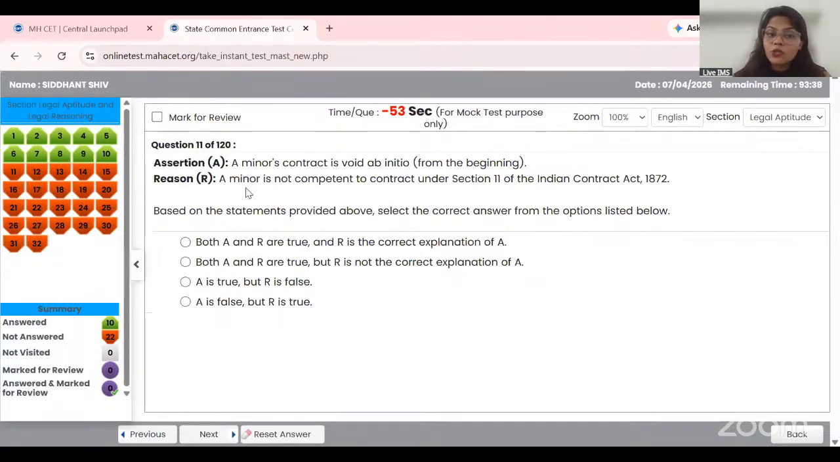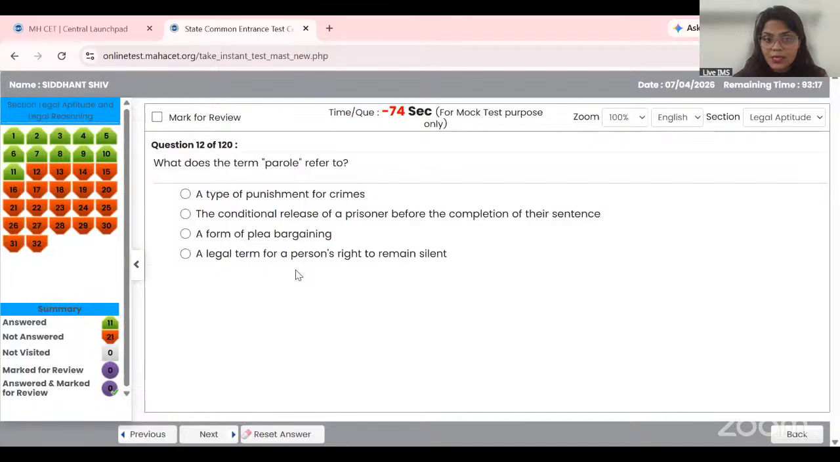So here both assertion and reasoning are true. That eliminates our options C and D. Now we have to see whether the reasoning is the correct explanation or not. So yes, a minor's contract is void ab initio because a minor is not competent to contract under Section 11 of the Indian Contract Act. So it is correctly explaining the assertion. So we can move forward to the next question.